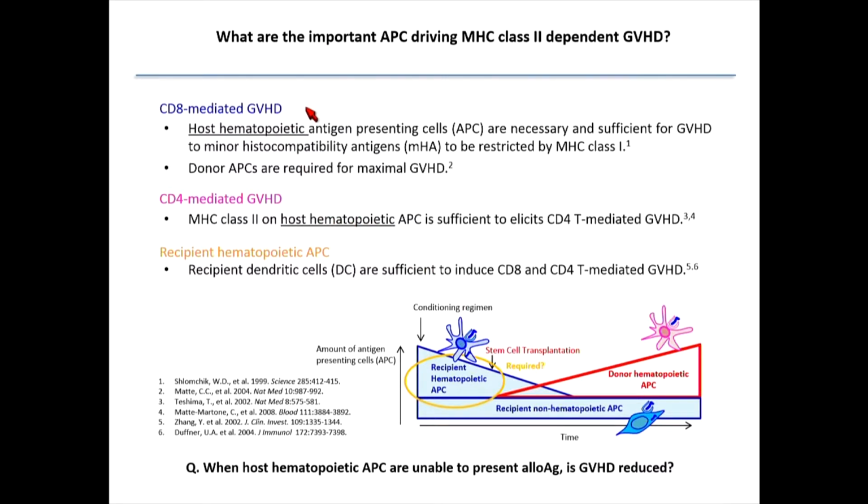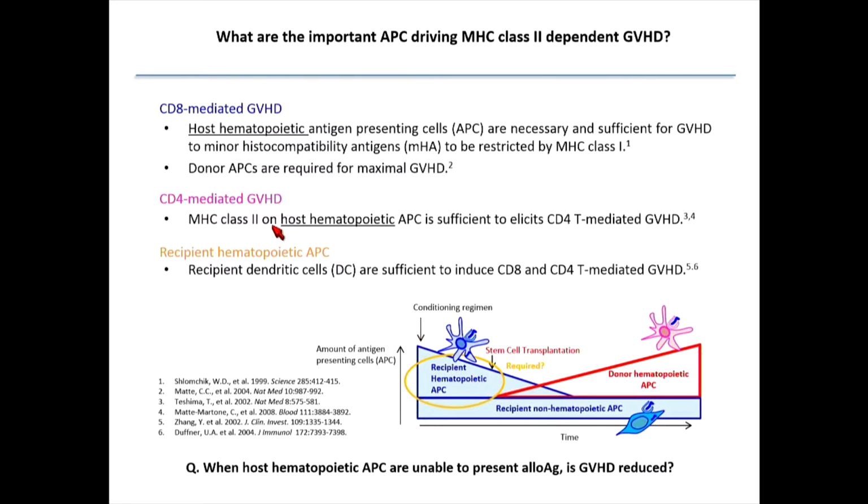For CD8 mediated GVHD, host hematopoietic APCs are necessary and sufficient for GVHD induction, and donor APCs are required for maximal GVHD. For CD4 mediated GVHD, MHC class 2 expressed on the host hematopoietic APC is sufficient to elicit CD4 mediated GVHD. And regarding host hematopoietic APCs, the recipient DC are sufficient to induce CD4 or CD8 mediated GVHD. So likely the recipient hematopoietic APC is really important.